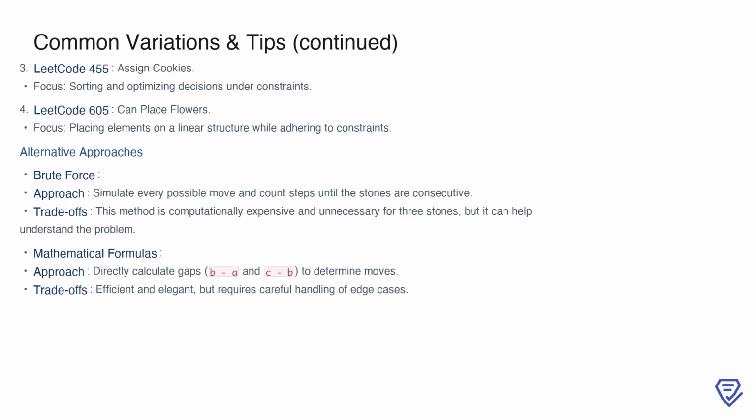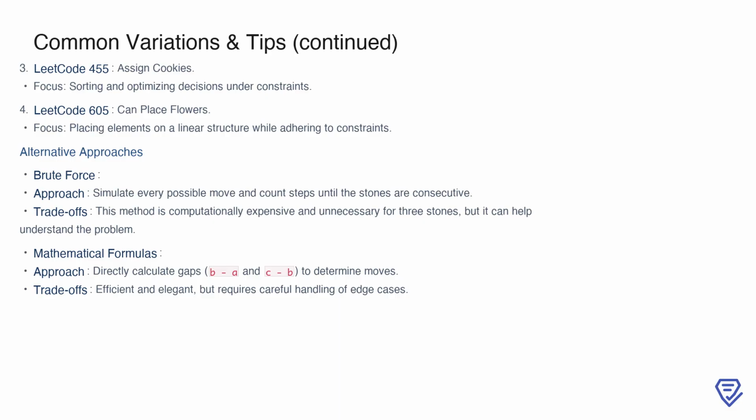Other related problems include LeetCode 455, which focuses on sorting and making optimal decisions under constraints, and LeetCode 605, which involves placing elements on a linear structure while adhering to specific rules. These problems share similar themes of optimization and handling constraints.